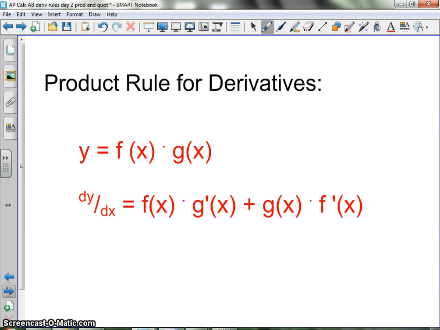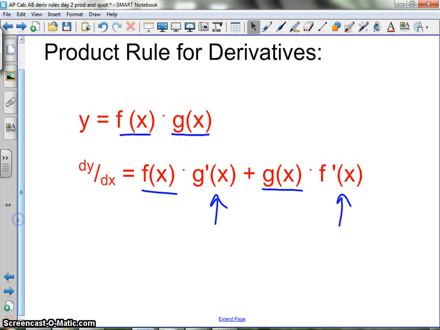And the product rule for derivatives says that if I have a function y that's made up of the product of two individual functions f and g, then when I go to take the derivative of y, I can find it by taking my original function f and multiplying it by the derivative of g, and then adding on the original function g and multiplying that by the derivative of f.